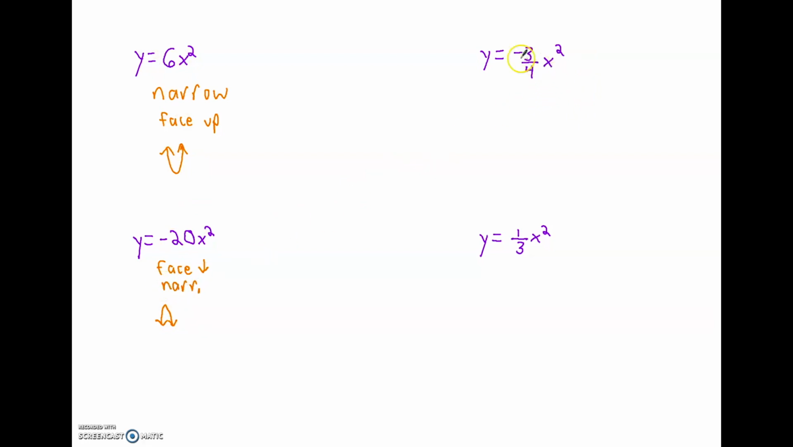Negative 3/4 x squared. We know it's going to face down, but the 3/4 is going to make it wider. So it's going to be wider and facing down. So I'll say wide, facing down. And then 1/3 x squared. Well, it's a positive a value, so we know we're facing up, so we'll say face up. And since it's 1/3, a relatively small number, it's going to be wide. So it's facing up and it's pretty wide.